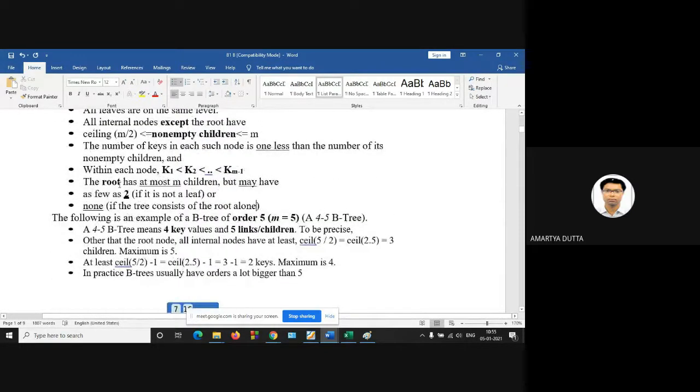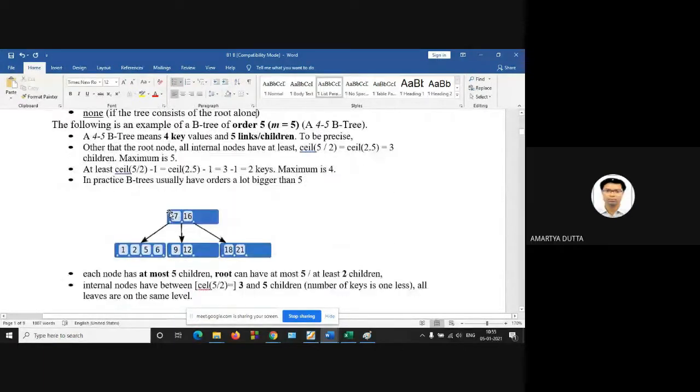Sir, what value will the children hold if the keys are these values? These are all the child nodes. The child of 7 is 1, 2, 5, 6. The child between 7 and 16 is 9 and 12. The child greater than 16 is 18 and 21. I will explain you the example.